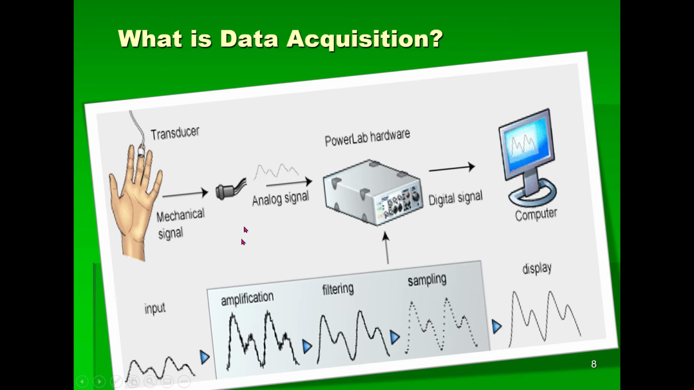So in this way, first of all, the mechanical signals are converted to analog signals, and with the help of PowerLab, these analog signals are converted to digital signals and displayed on your computer screen.